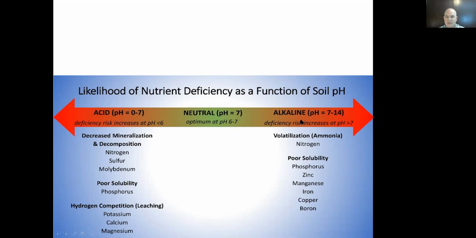On the alkaline side, we also get less nitrogen, but it's not because of the microbial thing as much as it is volatilization. We can lose nitrogen fertilizer when the pH is too high. But we also get the poor solubility thing. And notice that phosphorus is here, so it's a problem both at acid and alkaline pH. I'll show you that in just a second, as well as some of the micronutrients, zinc, iron, manganese, copper, boron, which can also be affected in terms of their solubility. So we're more likely to see those. We deal with them by making sure that we do soil testing and we add them when they're needed.